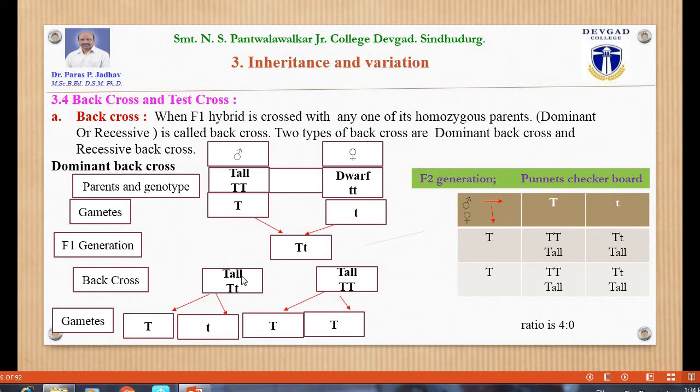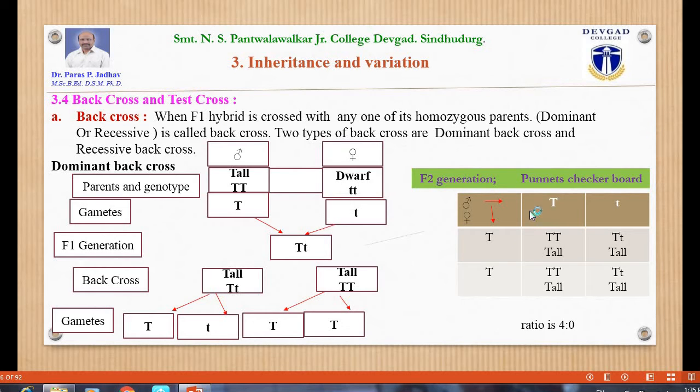When this hybrid tall plant is crossed with the dominant parent, it is known as dominant back cross. The hybrid tall plant has genotype Tt, while the homozygous dominant parent has genotype TT. The hybrid tall plant produces two types of gametes, one containing T allele, the second containing t allele. The dominant parent produces only one type of gamete, which contains T allele. Then in the F2 generation, the fusion of male gamete with female gamete takes place.